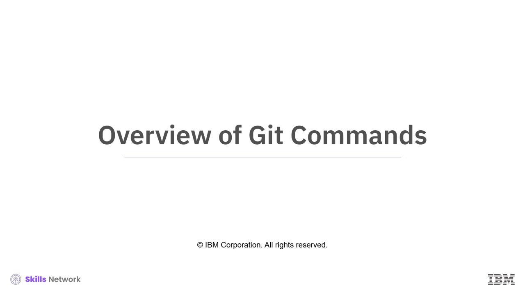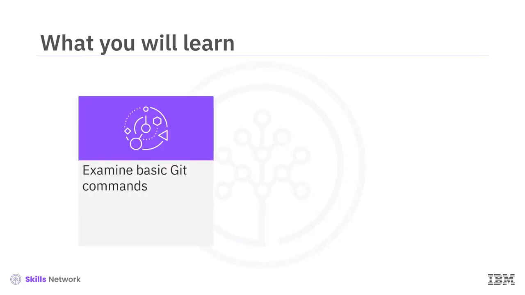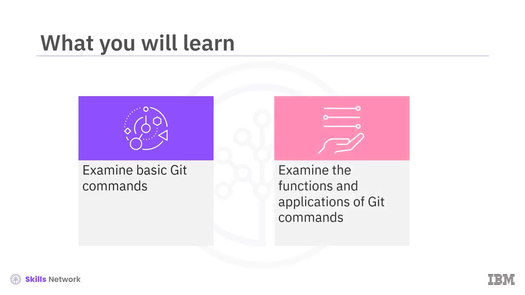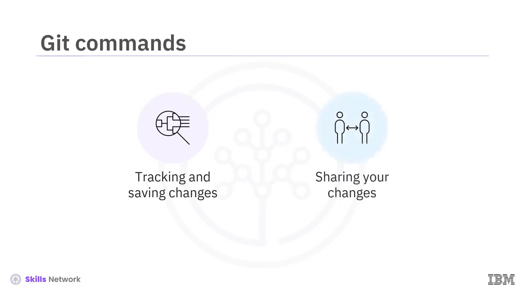Welcome to Overview of Git Commands. In this video, you will examine some basic Git commands and the functions and applications of basic Git commands. Git commands are used for various purposes, such as tracking and saving changes and sharing your changes with others. Typically, many of these activities are performed through the web interface. Command Line Interface, or CLI, is another option to perform these activities.